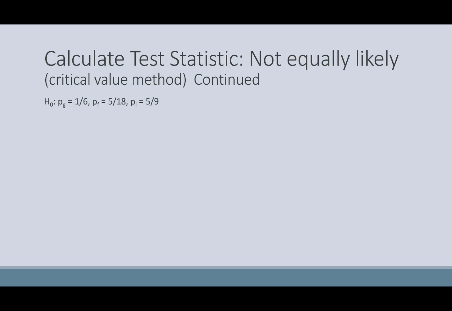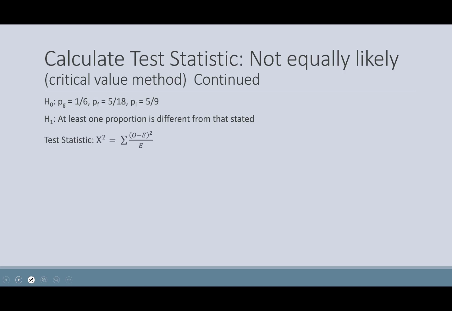And then my proportion for a free roll would be 5 out of 18, which was our 10 out of 36. And then the proportion for losing ended up being 5 out of 9, which was our 20 out of 36 reduced. So this is my hypothesis, that those are going to be the proportions for each of those categories. Now my alternative is going to be that at least one of the proportions is different from what was stated in the null.